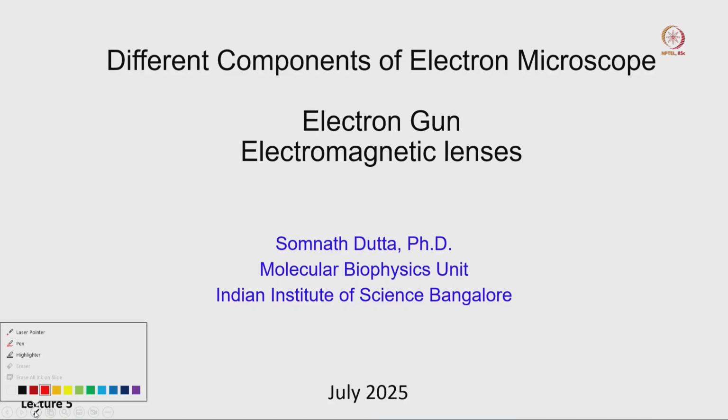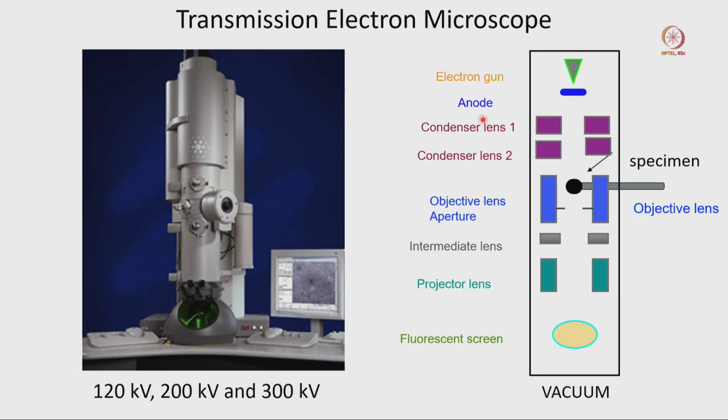So today we are going to discuss different components of the electron microscope. Especially today our major focus will be the electron gun, and the next lecture will be electromagnetic lenses. So first we will focus on the electron gun. Before discussing the electron gun, we should know the rest of the components of our microscope. We already discussed this slide in the last class, the schematic diagram of this microscope.